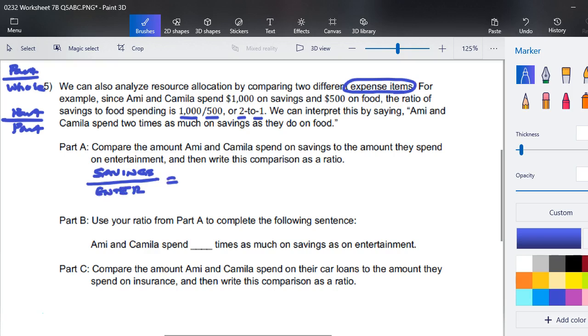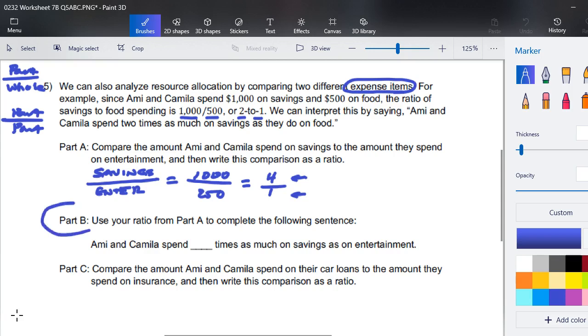Neither of these is a total. So savings is $1,000 and the amount spent on entertainment is $250. Looking at these, you can write them several ways, but one good way to always write them is to take it down to a unit rate, or at least reduce these as far down as you can, like 4 to 1. So on part A, the way we can compare them is that 4 times as much money is spent on savings as it is on entertainment.